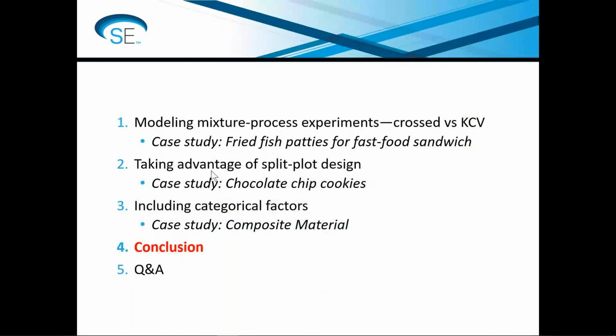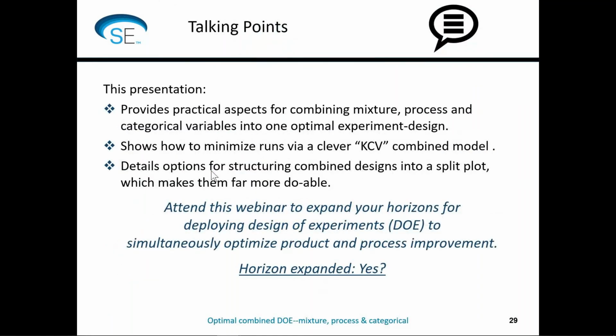So in conclusion, what I wanted to do with this presentation was provide some practical aspects for combining mixture, process, and categorical factors into one optimal experiment design. And then along the way, show you how this would become a lot more possible by minimizing runs via this clever KCV or Kowalski Cornell Vining combined model, and give you some thought about how that got done and why it still works and preserves, at least, the linear combinations of the mixture components with the process factors.